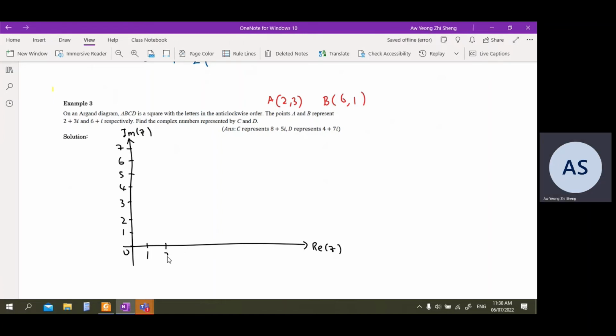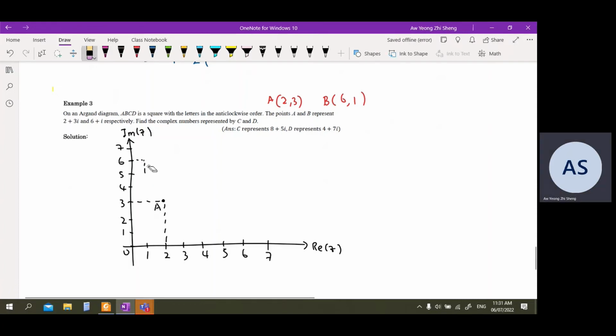Okay, let me just draw out this diagram and plot the points A and B. A is (2, 3). B is (6, 1). (6, 1) should be down here. Okay, here's my point B.